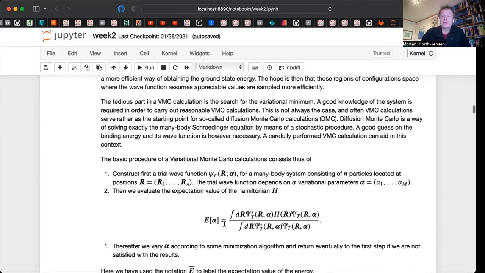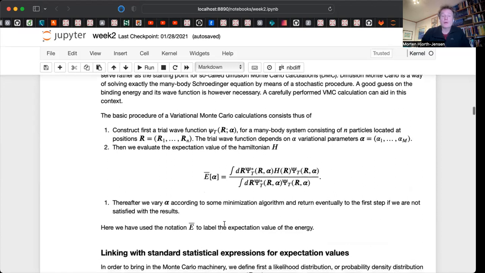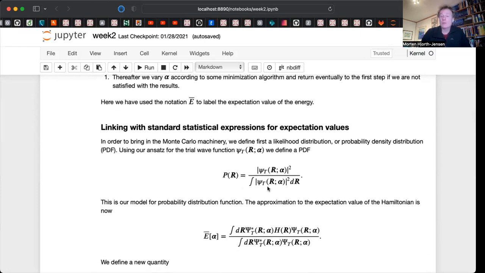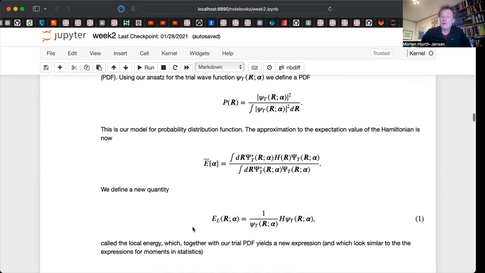Now, one of the things which we did last time was to convert this integral into something which looks like a statistical expectation value. And the standard way to do that is to define a quantum mechanical probability, as we did last time. And then we would rewrite the expectation value in terms of a new quantity, which we call the local energy.